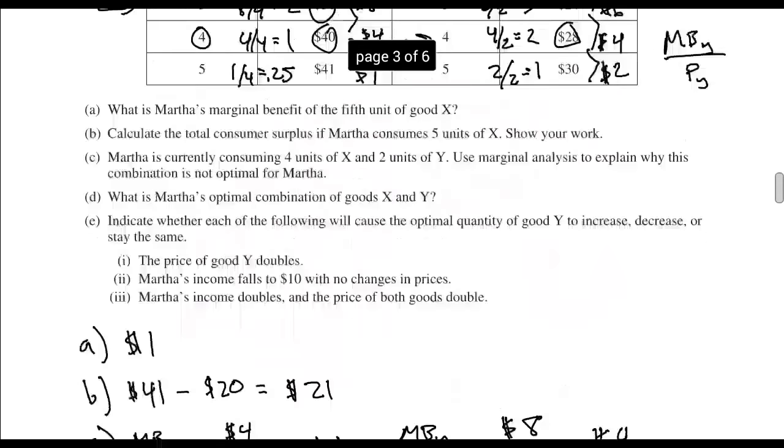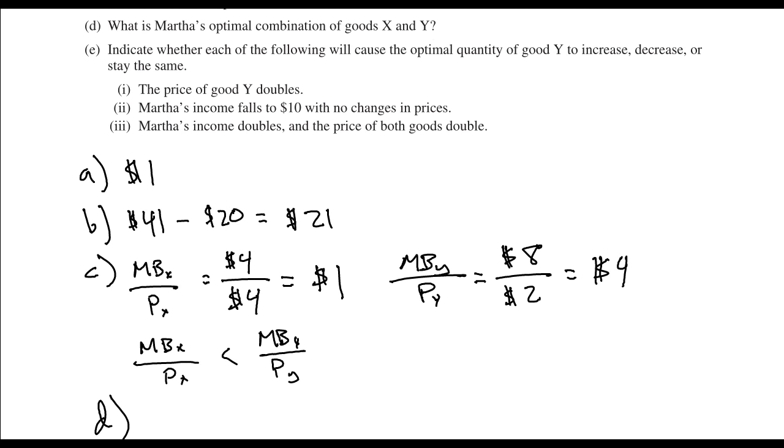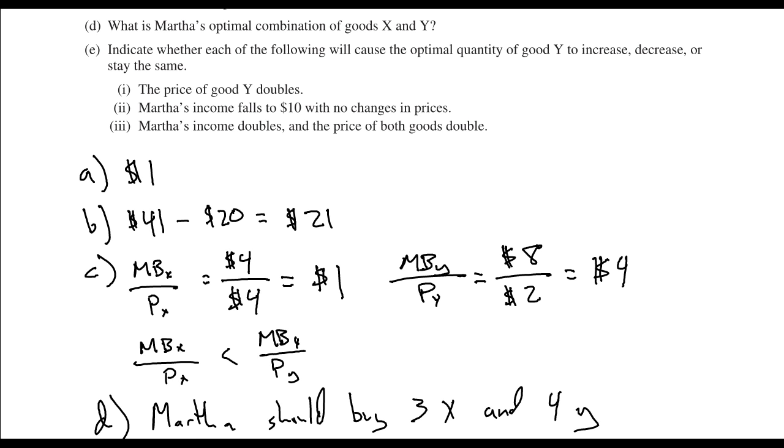So what is the optimal, part D, what is the optimal combination? Martha should buy, what did we say there, 3X and 4Y. I should probably say 4 units of Y and 3 units of X, but that gets across the message there.